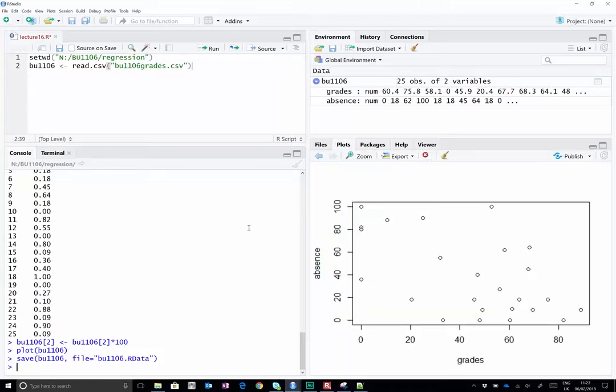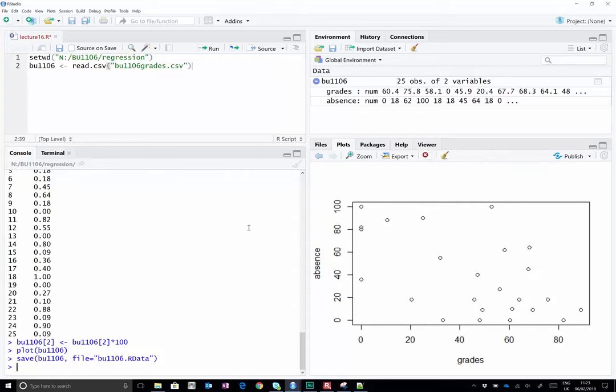So, something we discussed last week. Does there seem to be a link between the grade and the absence? Who thinks there's a link between the grade and the absence? Hands up, who thinks there's a link? Okay, who thinks there's no link?